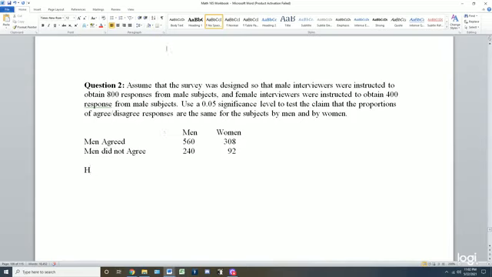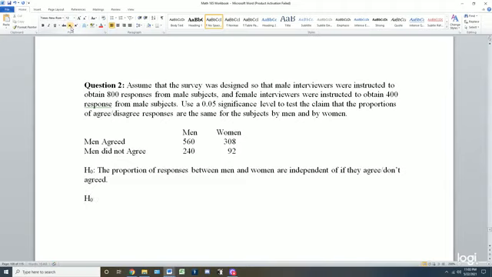Okay, let's find our null and alternative hypotheses. The null hypothesis is the proportion of responses between men and women are independent of whether they agreed or not agreed. The alternative hypothesis is exactly the opposite. All you really have to do is change one word, and that one word is independent.